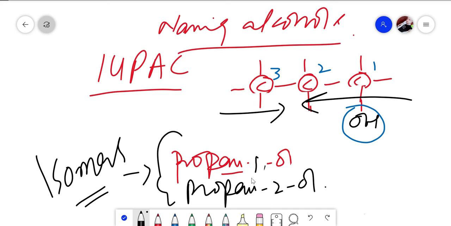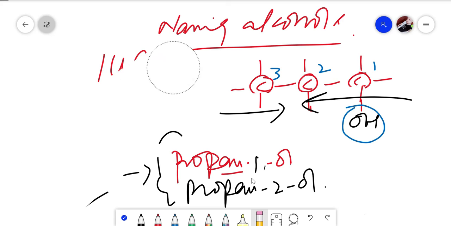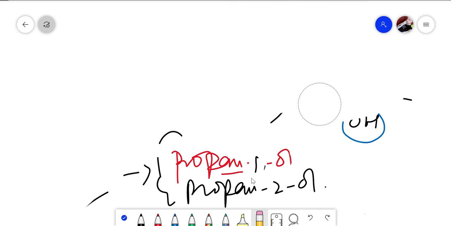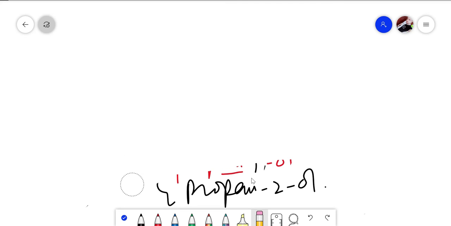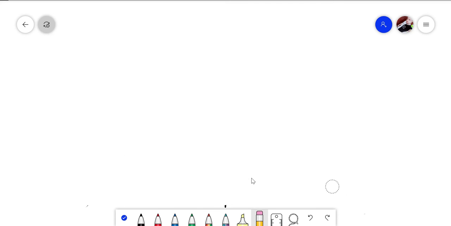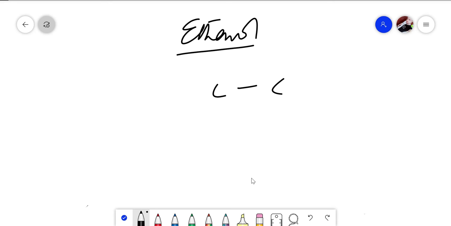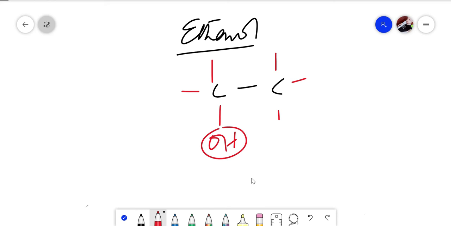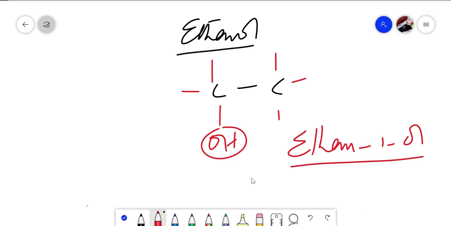Okay, if I draw ethanol and if I try to name in this way, can I name it as 1ol? This is ethanol now. 2 carbons are there. The OH group is connected here. The rest are all hydrogen, right? It's ethanol. Can I name it ethane 1-ol? It is actually ethane 1-ol.